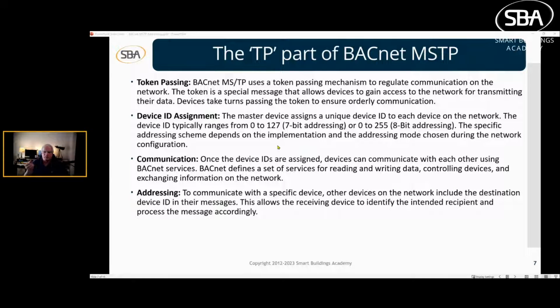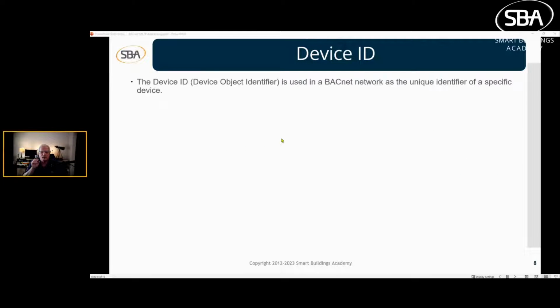So to communicate with a specific device, other devices on the network include the destination device ID in their message. That's included with a token. This allows the receiving device to identify the intended recipient and process the message accordingly. So the device ID object identifier is used in a BACnet network as a unique identifier of a specific device. The device ID must be unique on the entire BACnet network.